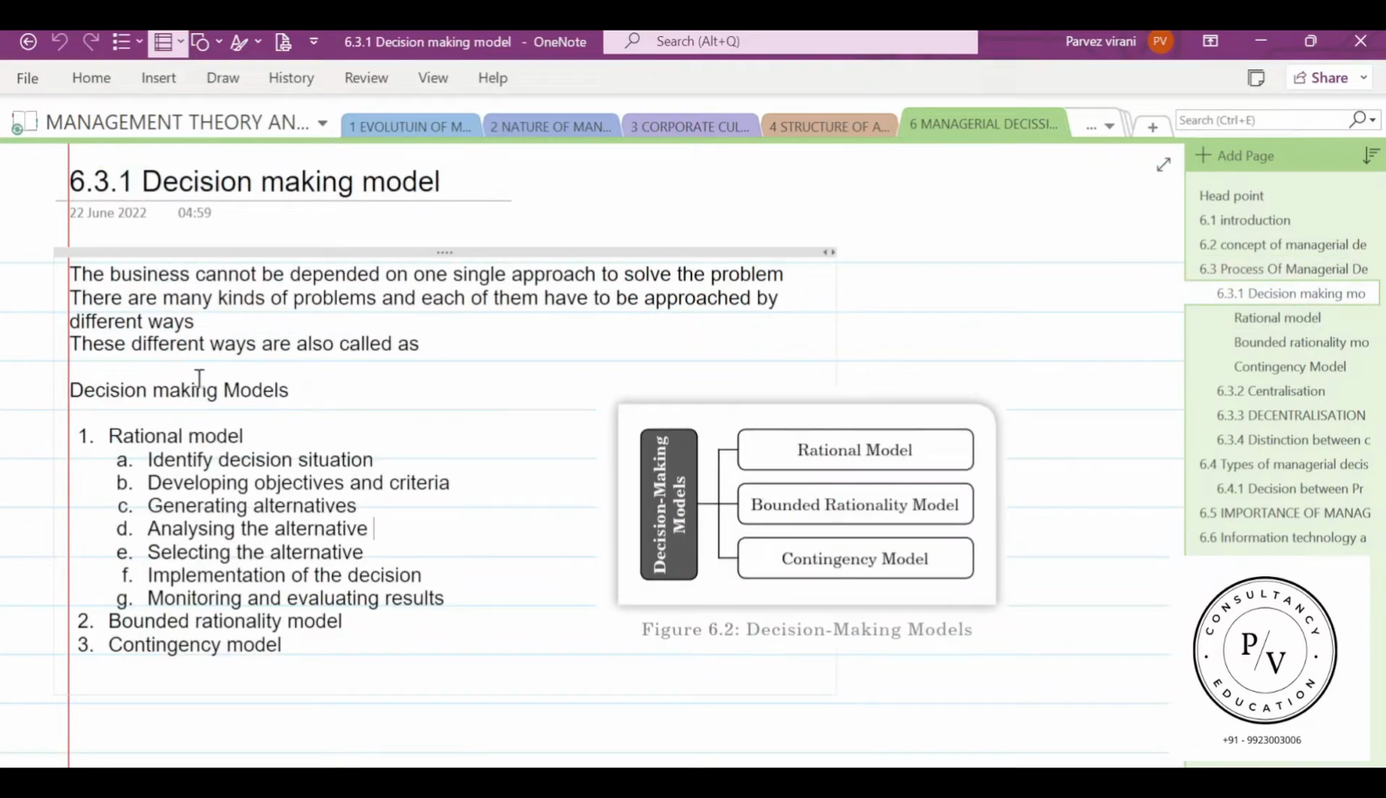Decision making model. A business cannot depend on one single approach to solve problems. Many kinds of problems arise and have to be approached in many different ways. These different ways are called decision making models. There are three models: rational model, bounded rationality model, and contingency model. The rational model has steps like identifying the decision situation, developing objectives and criteria, generating alternatives, analyzing alternatives, selecting an alternative, implementing the decision, and monitoring and evaluating results.